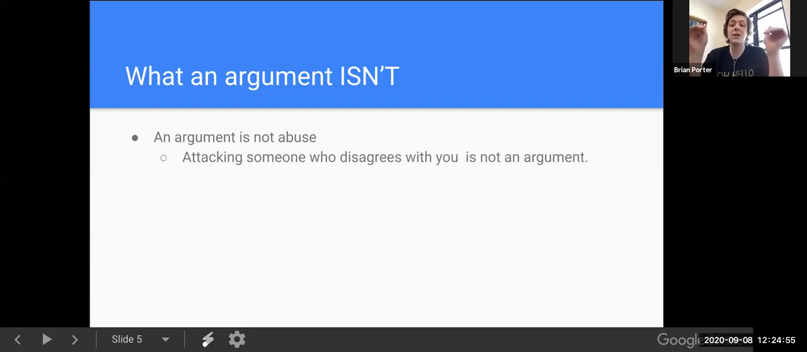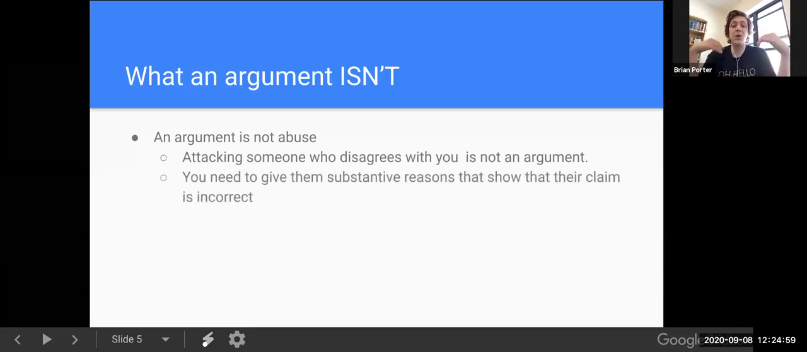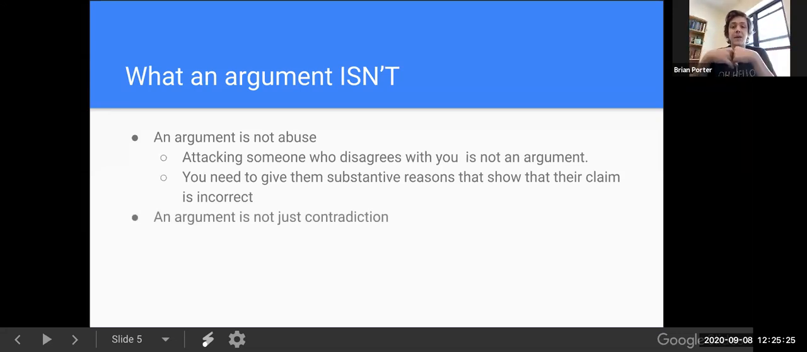That's not what an argument is. Attacking someone who disagrees with you is not an argument. That's something different. In order to make an argument, you need to give substantive reasons to show that your conclusion is correct or that the other person's claim is incorrect. Substantive reasons, that's the key in an argument. So it's not just attacking someone, it's not just abuse, it's not yelling insults. That's not part of an argument.